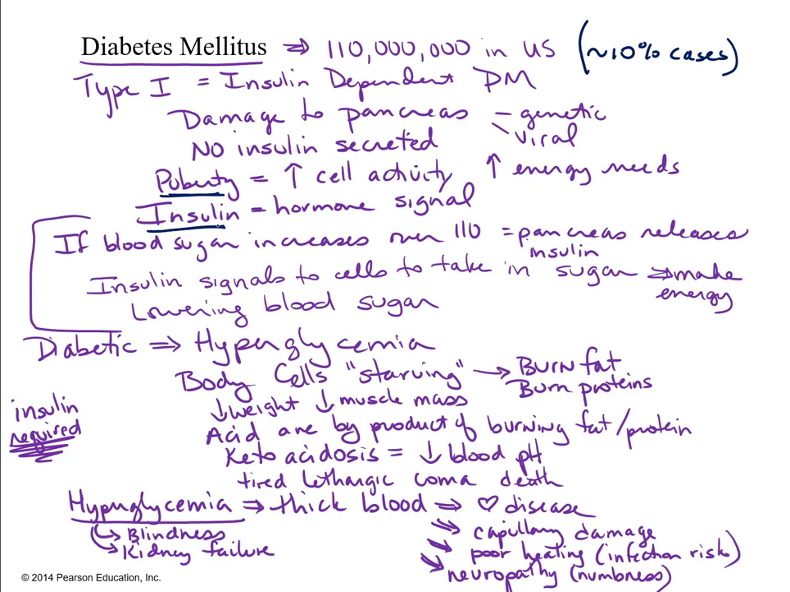Somehow there's some kind of damage to the pancreas. That's what causes this. So you stop secreting insulin. It might be damage to your beta cells. It might be genetic. It might be viral.